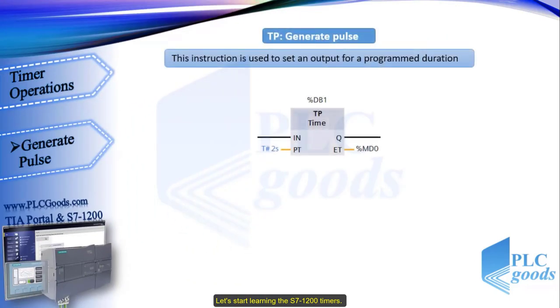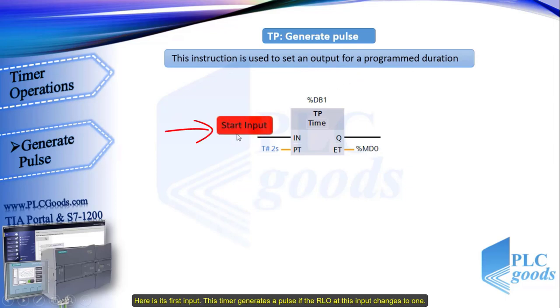Let's start learning the S7-1200 timers. This is the ladder symbol of the generate pulse timer. This instruction is used to set the output for a programmed duration. Here is its first input. This timer generates a pulse if the RLO at this input changes to 1. Generally, this block needs a signal like this to generate a pulse.